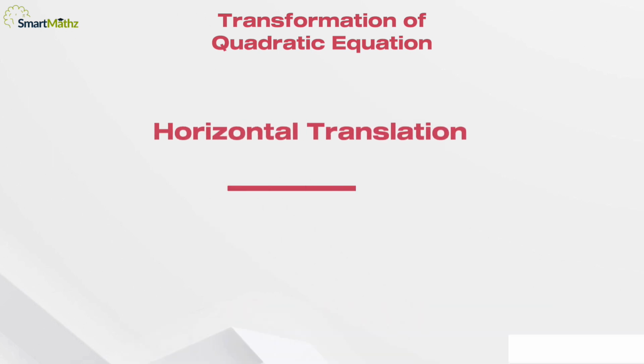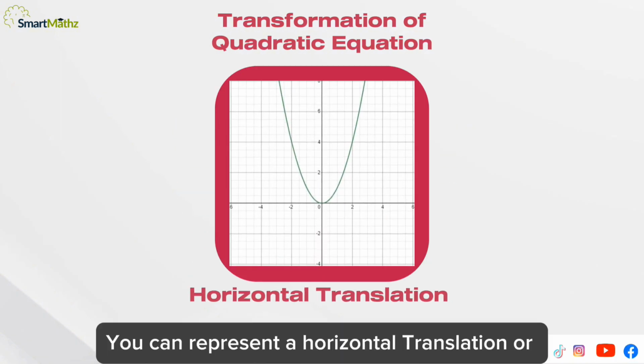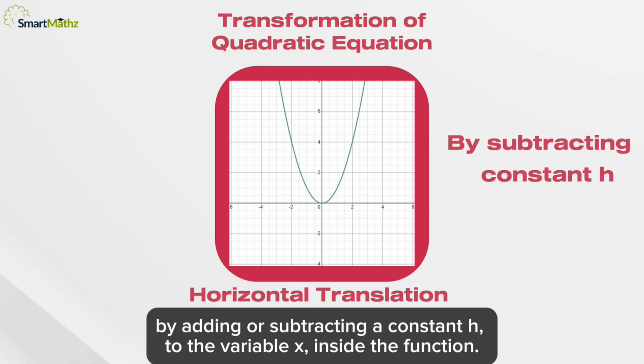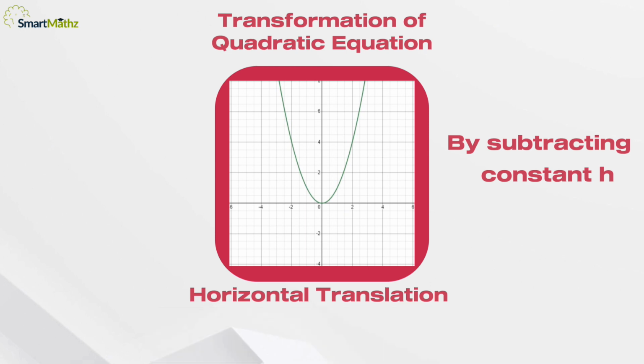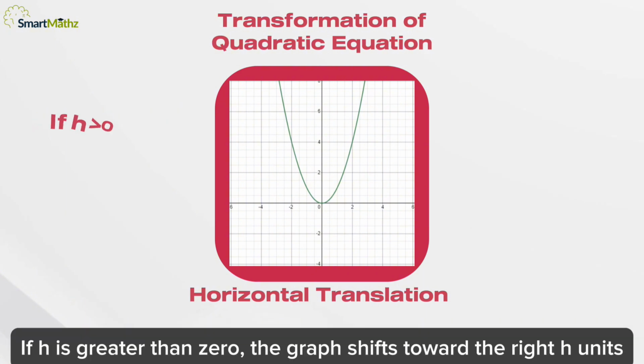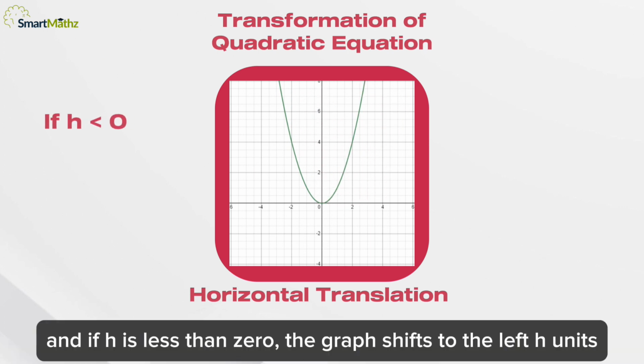Horizontal translation. You can represent a horizontal translation or shift of the graph of the function f of x given as x squared by adding or subtracting a constant h to the variable x inside the function, such that the function of x is given as x minus h all squared. If h is greater than 0, the graph shifts toward the right h units. And if h is less than 0, the graph shifts to the left h units.